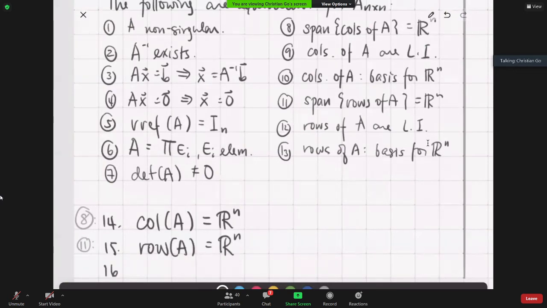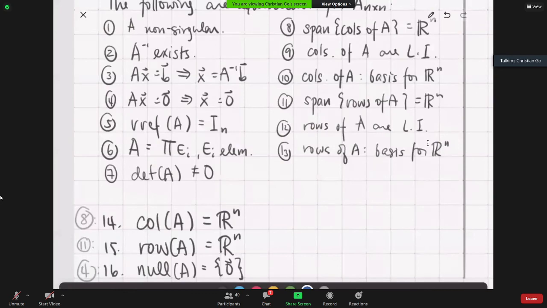Statement 16 is going to be a restatement of 4. 4 says that the homogeneous system has only the trivial solution. That means the null space, the solution set of the homogeneous system, has only the trivial solution. That's just the zero space. There's only one solution, which is the trivial solution.